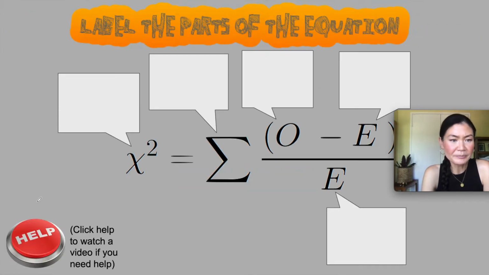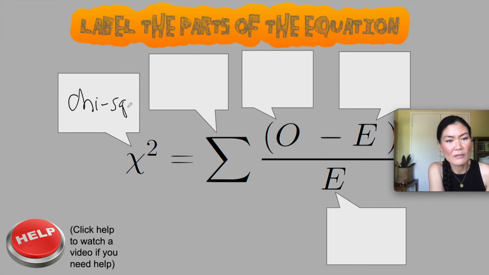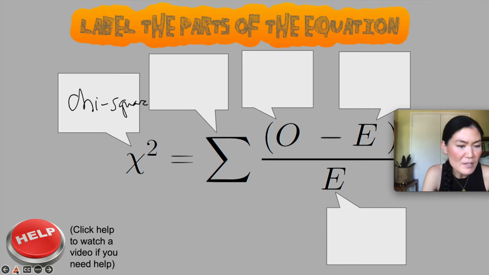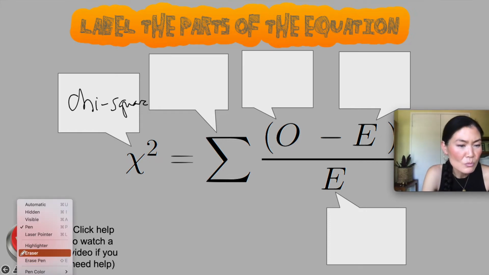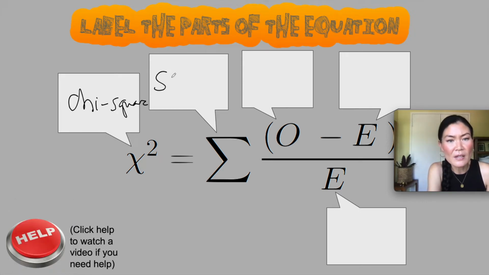Let's break it down. So this looks like x squared, but this is actually the symbol for chi square, okay? I apologize, my writing is so messy. And this symbol right here means the sum of, meaning addition of all of this, okay?